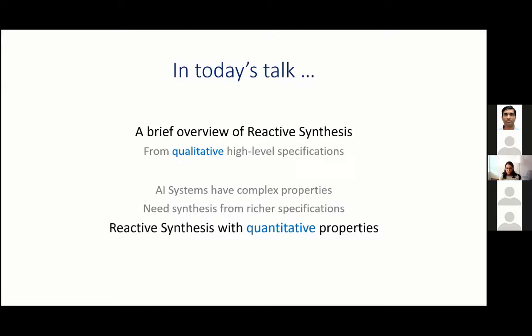Yeah, but that problem of reactive synthesis, that's not a new problem. That has been studied quite extensively. Correct. That's right. So I will start with an introduction of the existing work in reactive synthesis. That will be the first half of this talk. So I'm not claiming that reactive synthesis is a new problem. It has been studied extensively.